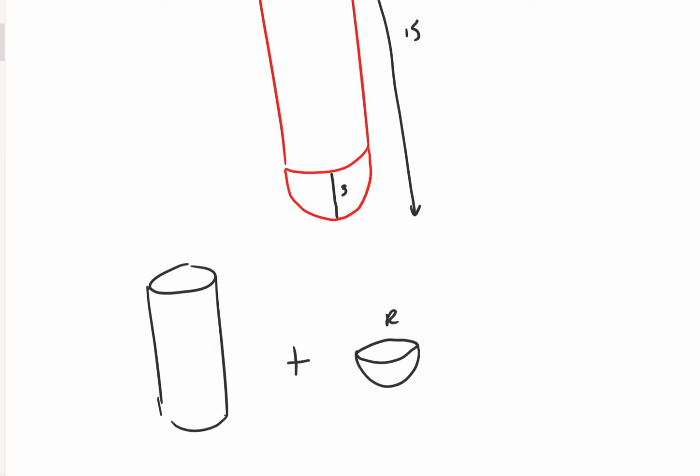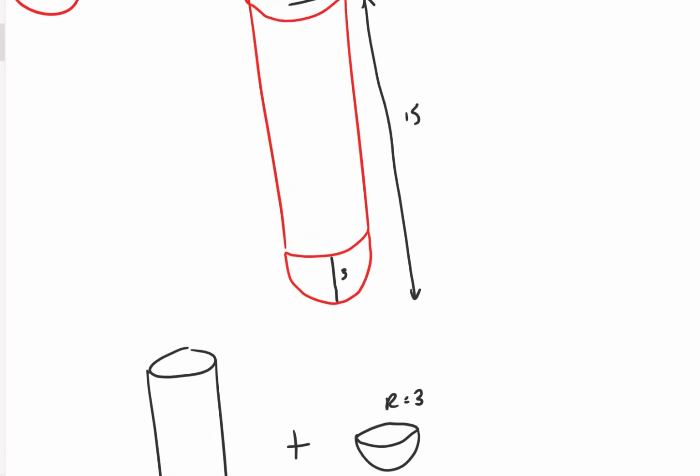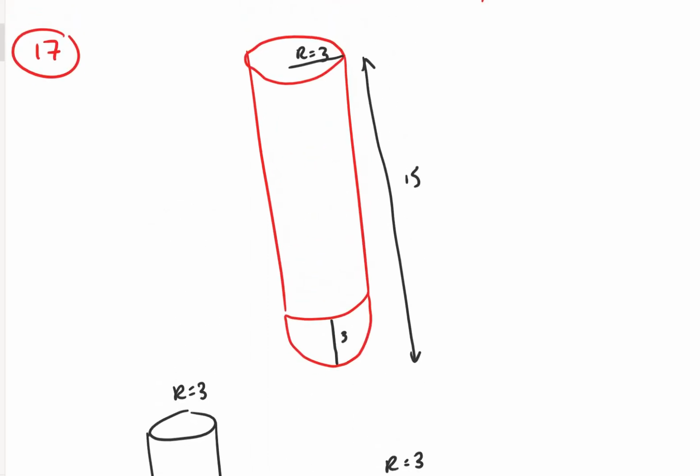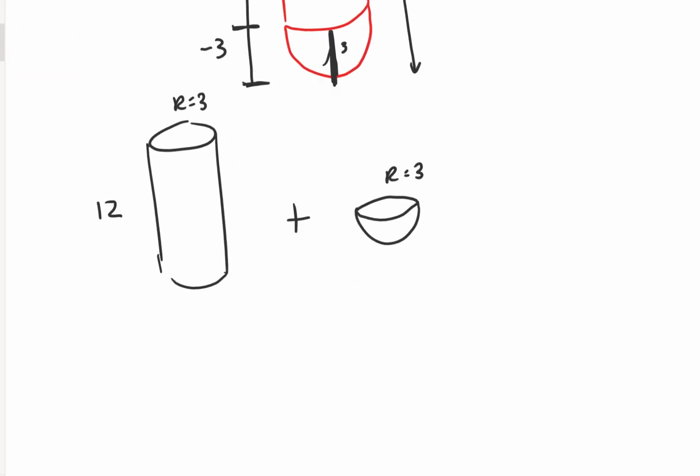Hemisphere at the bottom I know is radius 3. I know the radius of the cylinder is also 3. I don't know the height of the cylinder, but I do know that the height from the top of the cylinder to the bottom of the hemisphere is 15. So if I minus the 3 away this bit here, I know that's the height 12. And it says calculate the volume of the whole container. Right, so we will calculate the volume of this first, then this, and then add them together.